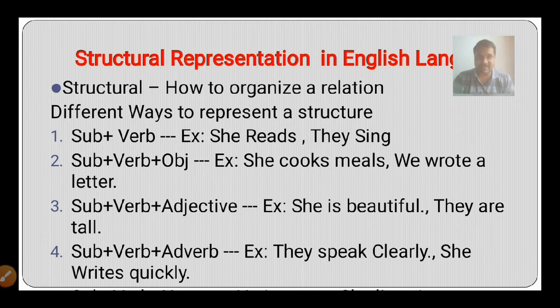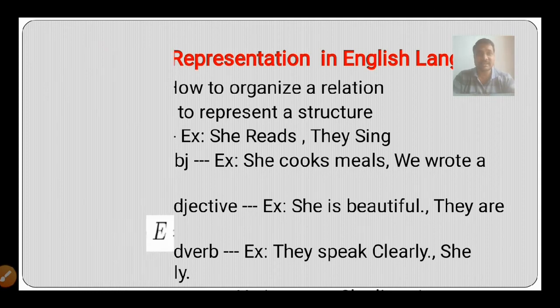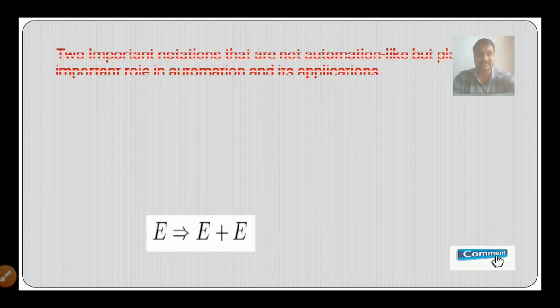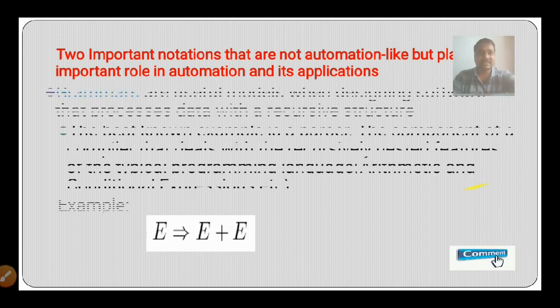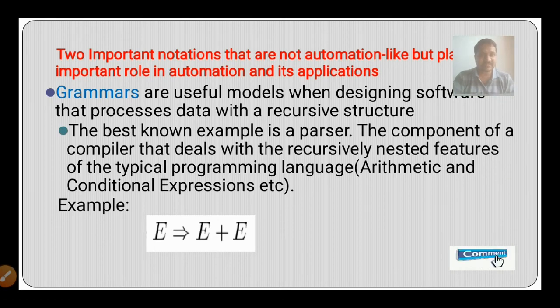When coming to formal languages, you have structures. There are two kinds of structures in the formal language. You can see the two important structures. The first structure we are discussing here is the grammar. In formal languages and automata theory, you have a grammar. Where do we use this grammar? You use it for designing software applications to process recursive structures, so recursively.